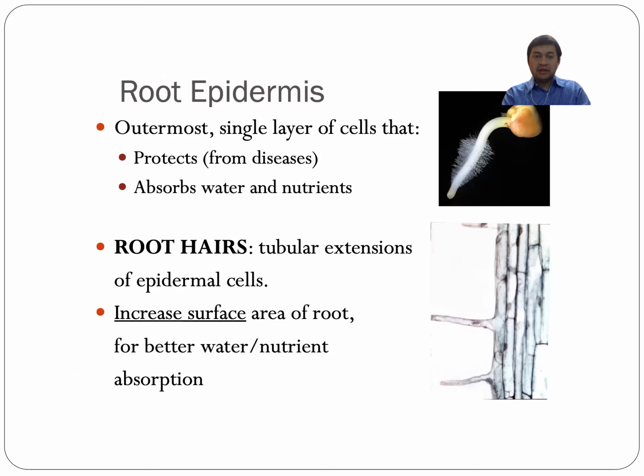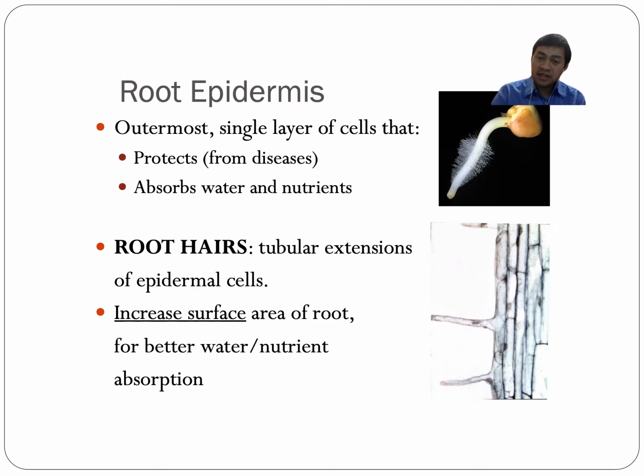So this is the root epidermis, the outermost, a single layer of cells that have functions. The first one is to protect, especially from disease, and also for absorbing water and nutrients from the surroundings. And then the root hair here is a tubular extension of the epidermal cell.